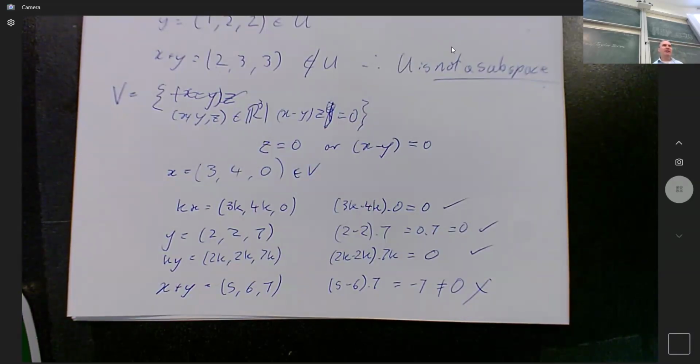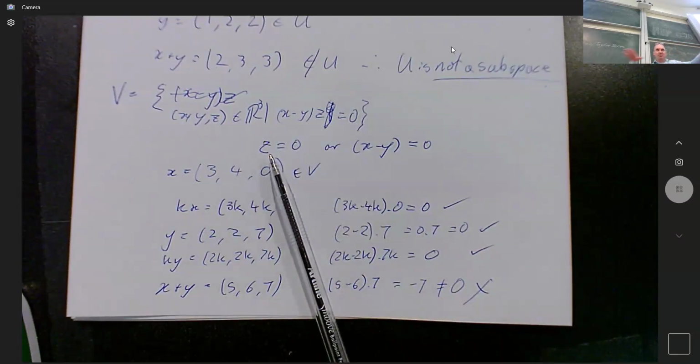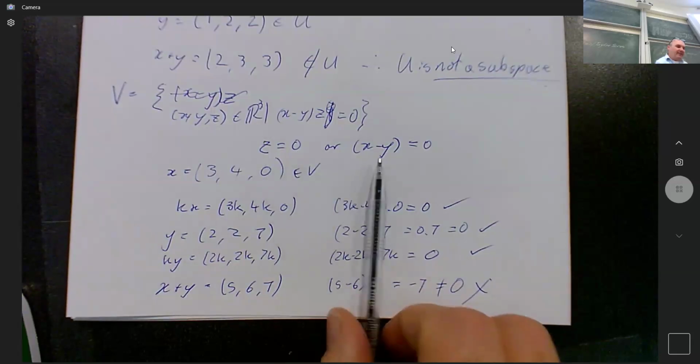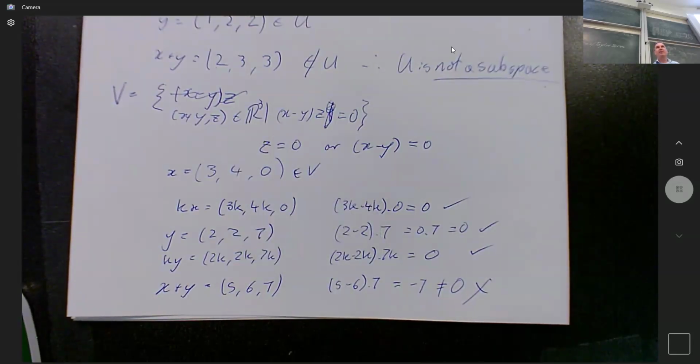So geometrically speaking, this is a plane where z is equal to 0. And this is a plane where x is equal to y. So x is equal to y, that way. And so what we're actually doing is this set is the union of the two sets. All right. And so it's useful.